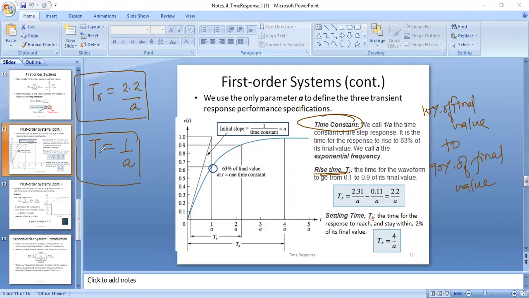And this is your time constant. So if you put it here, you can say your rise time is nothing but 2.2 T, right? Because this is 2.2 by a and 1 by a is T. So you can write 2.2 T.